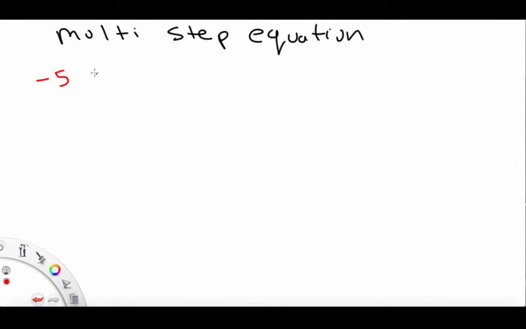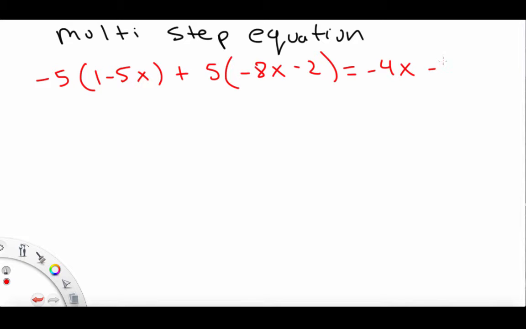Negative 5 times 1 minus 5x, I believe, plus 5 times negative 8x minus 2, equals negative 4x negative 8x. Okay, cool. So now we're going to have to solve. All right. What do we notice about the left side of this equation? Well, we have to use the distributive property.